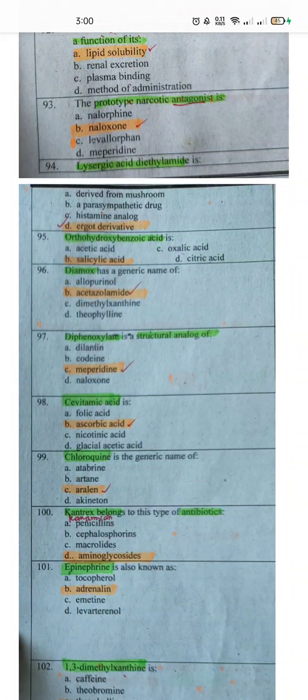Number 100. Cantrex belongs to this type of antibiotics. Cantrex is also known as your kanamycin sulfate. Generic name, kanamycin; Cantrex is the brand name. So this belongs to your aminoglycosides.